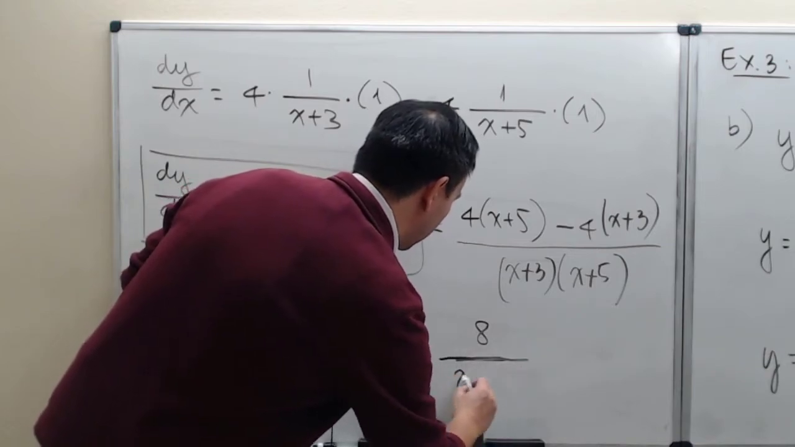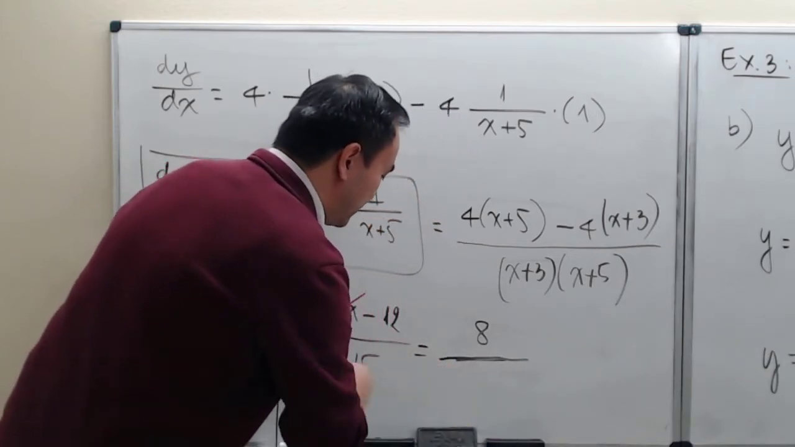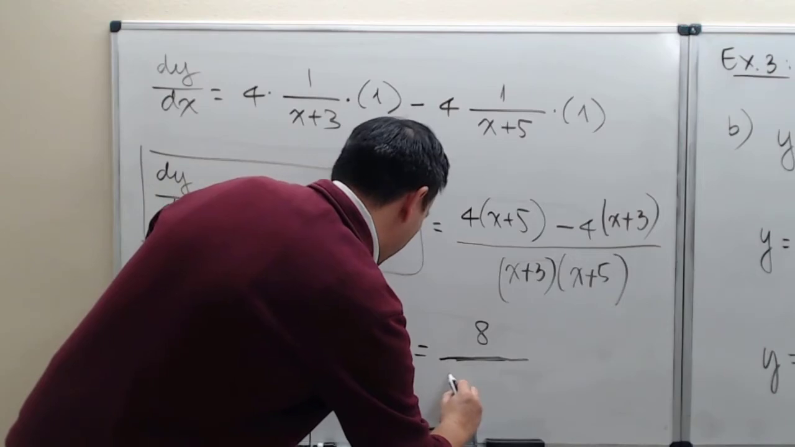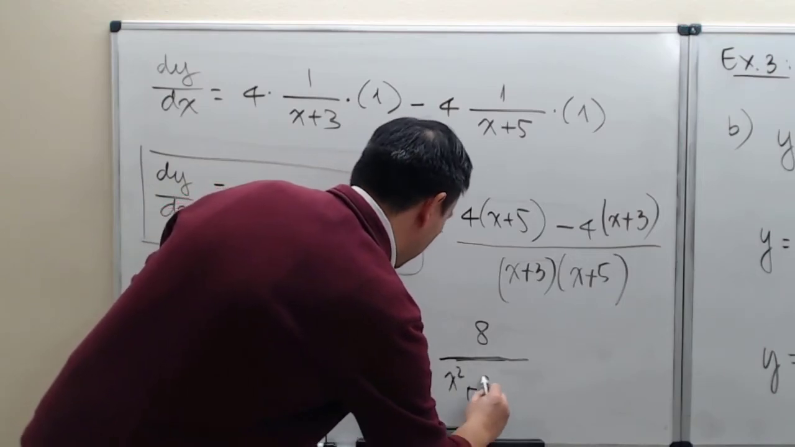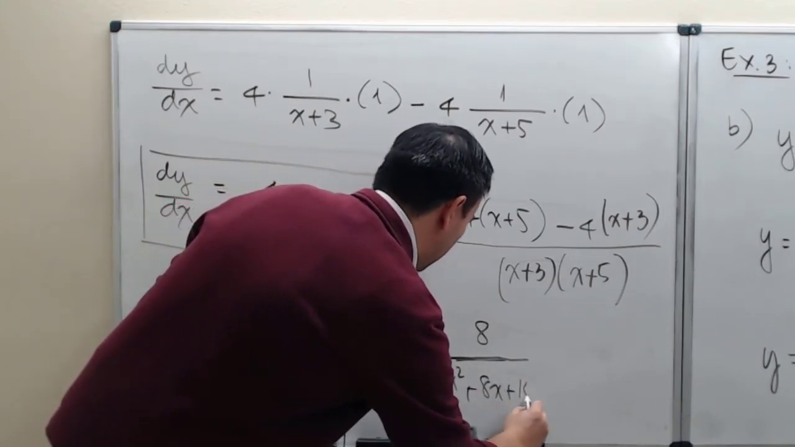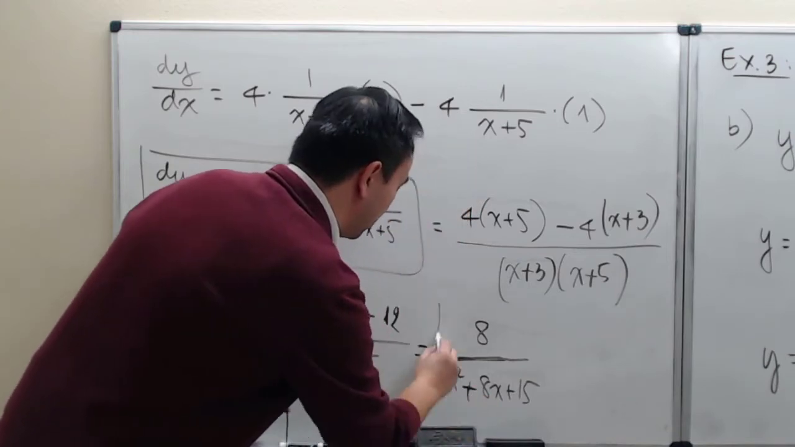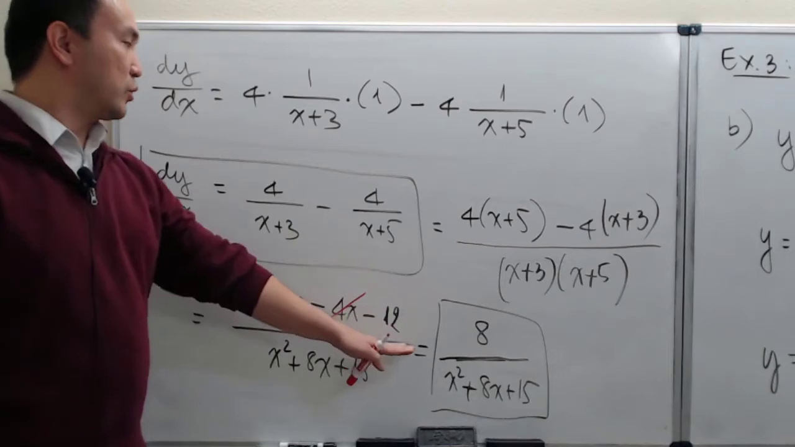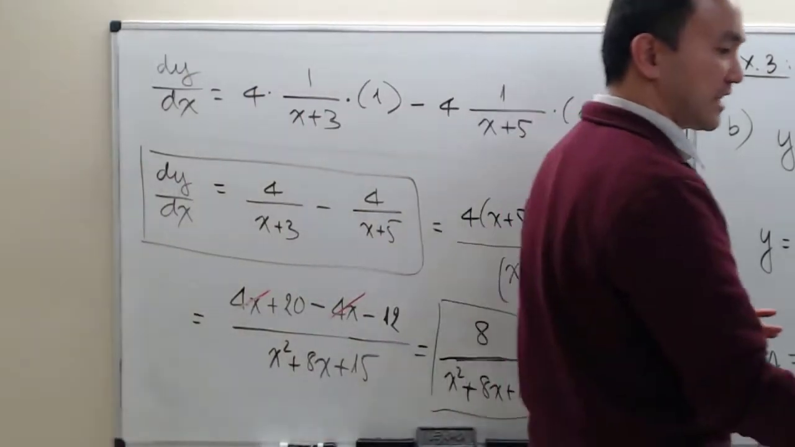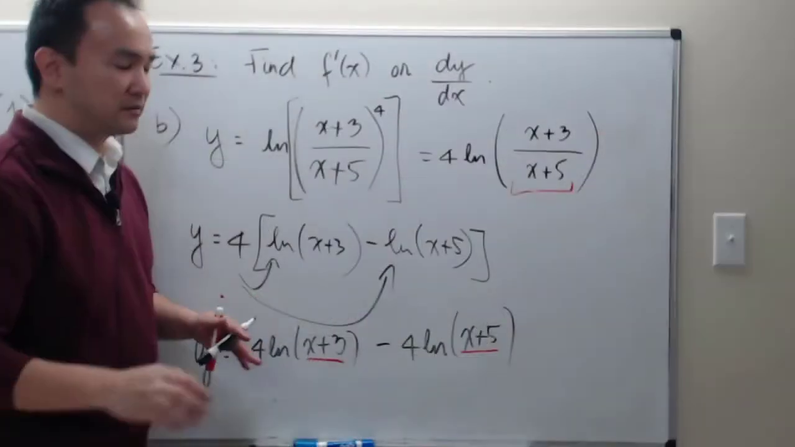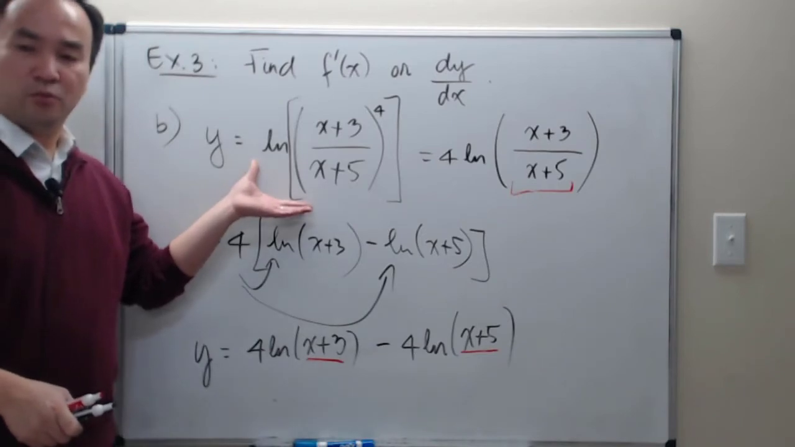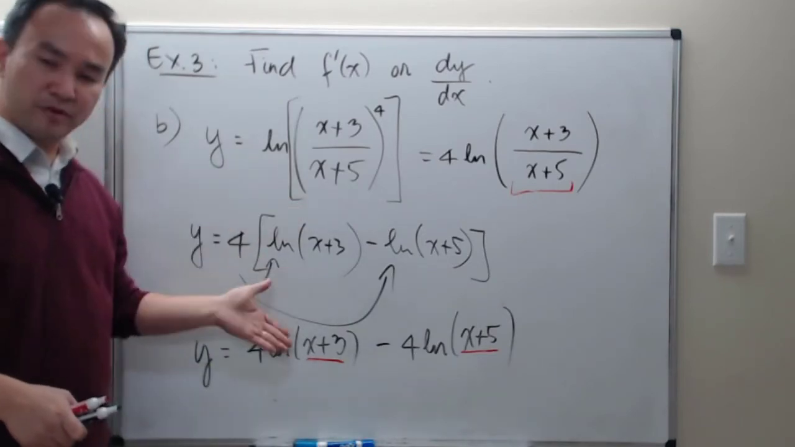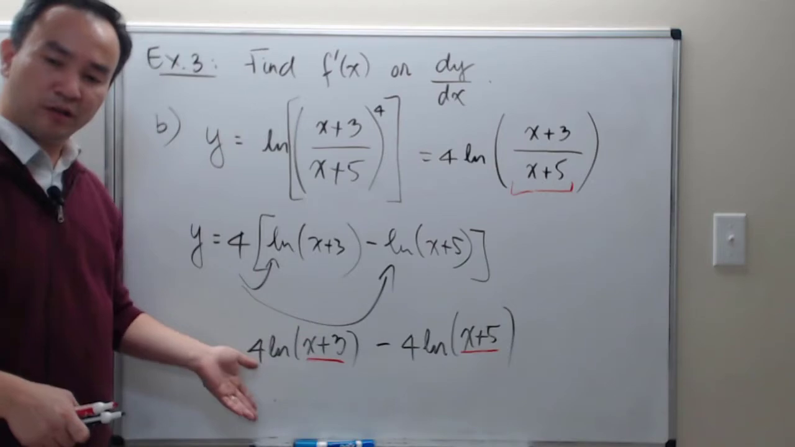I need the fraction bar to be a little longer. So x squared plus 8x plus 15. Okay, and that's how it's done. So that's the derivative of the function that we started with from the beginning. It looked way complicated, but now we manipulated the algebra of the logarithm.